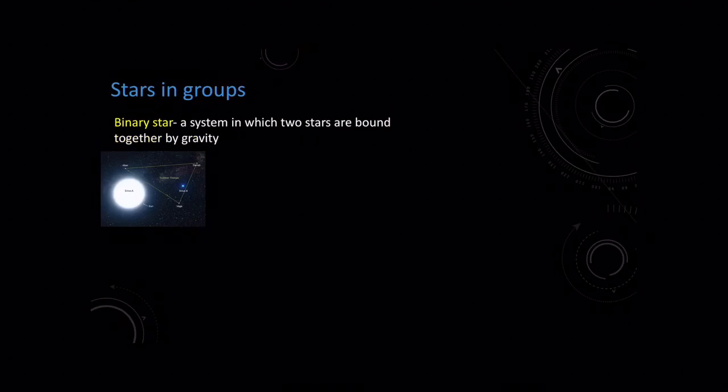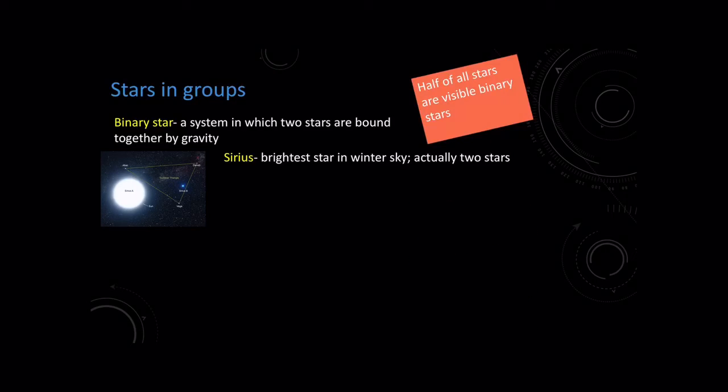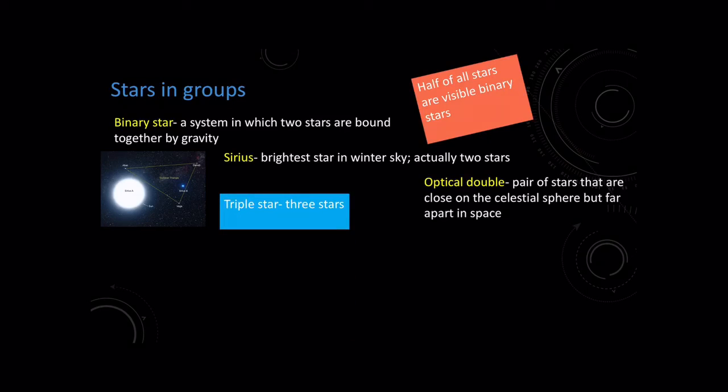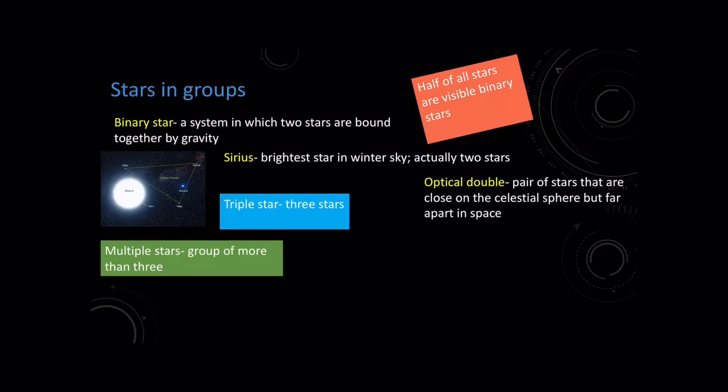Stars can also appear in groups, kind of like we mentioned before. A binary star is a system in which two stars are bound together by gravity. Sirius, the brightest star in the winter sky, is actually two stars. Half of all stars, of course, are visible binary stars. An optical double is a pair of stars that are close on the celestial sphere but far apart in space. Triple star means three stars grouped together. Then you could also have multiple stars, a group of more than three.